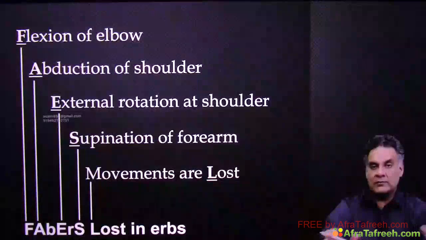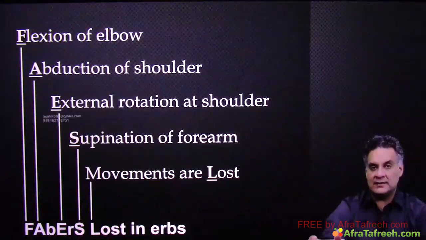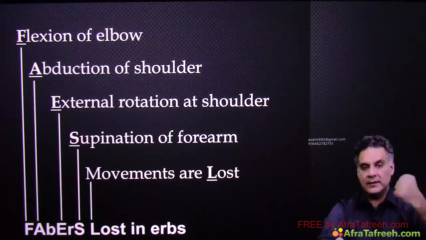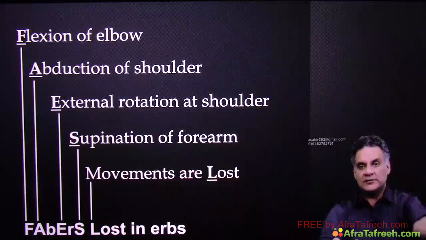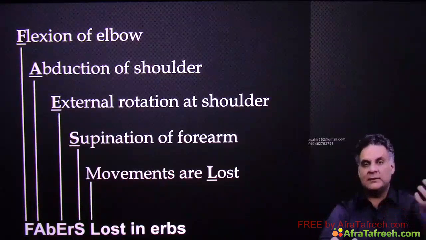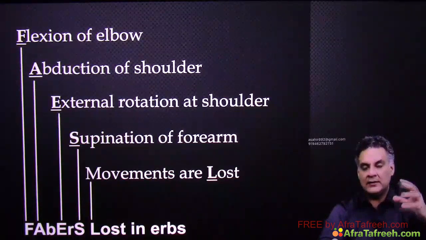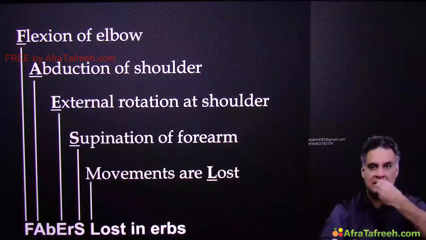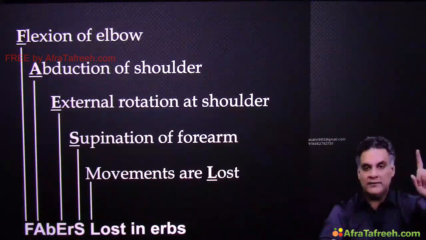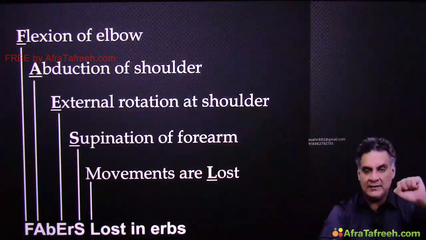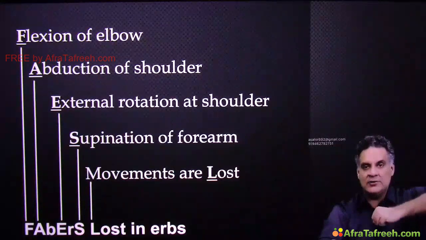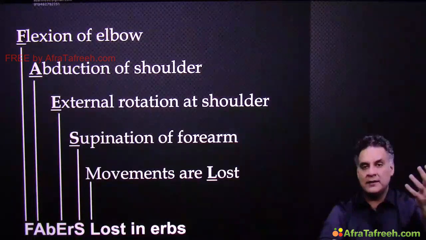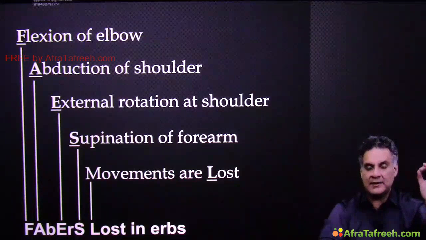Now, what are the movements which are lost in Erb's palsy? You have loss of flexion of the elbow and abduction of the shoulder. These two movements are the most important movements of the upper limb. Your hand or upper limb has the function of taking care of the face, eating and protecting the face. For all of them, you need a functional hand. You need elbow flexion and shoulder abduction so your hand can reach your face. It's very important. So flexion of elbow, abduction of shoulder.